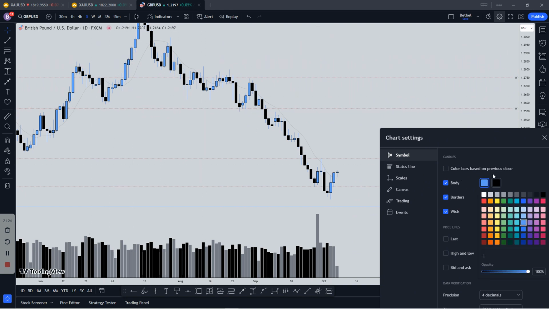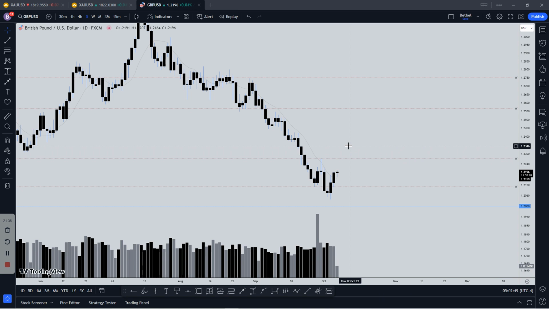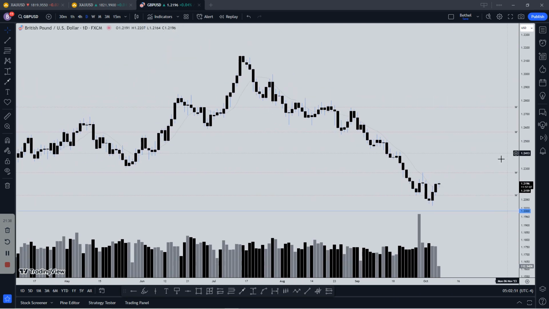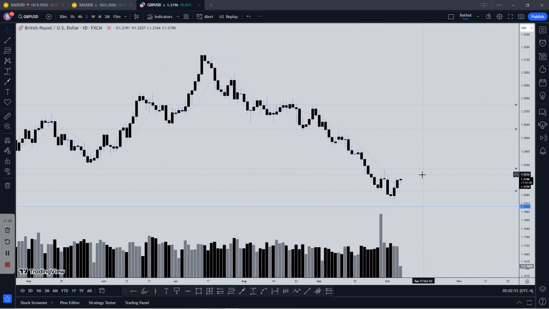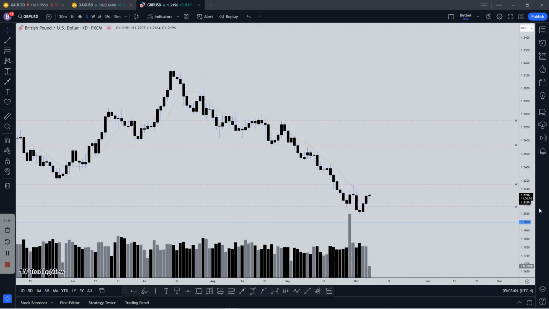I actually set this to black because I don't want any distraction. I just want to see price for what it is. Not, if I see a blue candle, it's going up, if I see a black candle, it's going down. No, I just want to see price action. But it just depends on what you want to use. You can use black, blue, red, pink, anything.